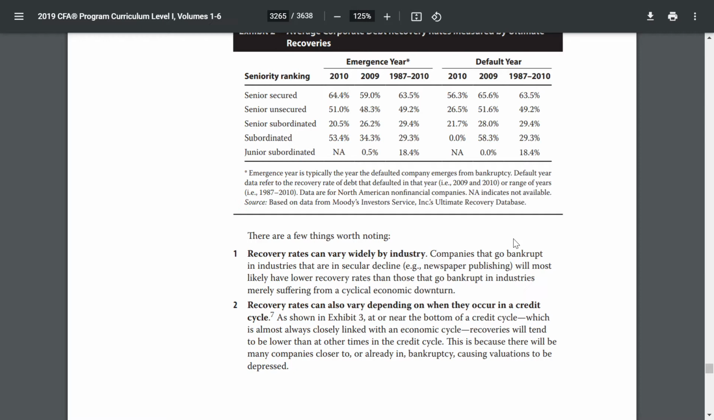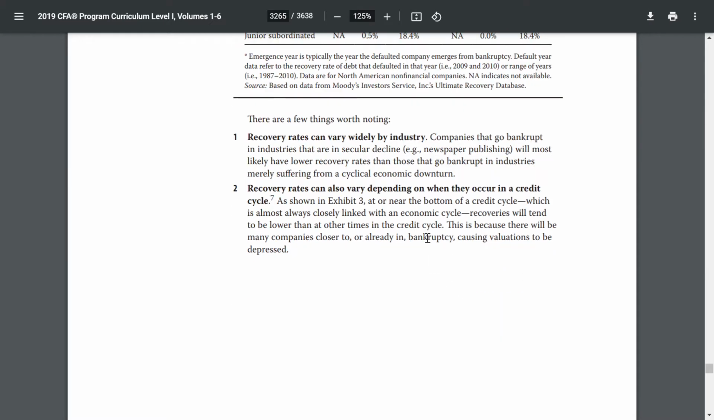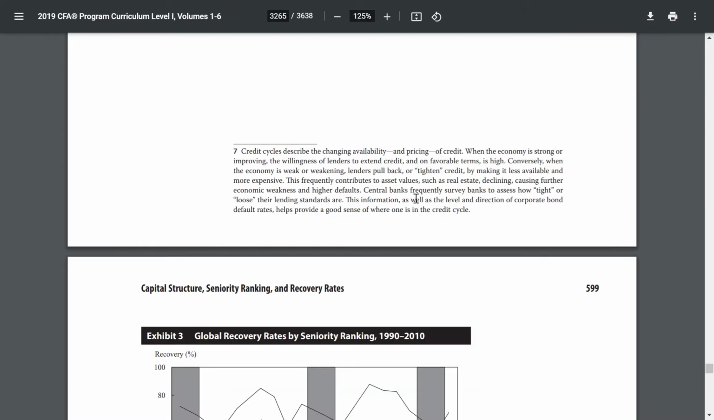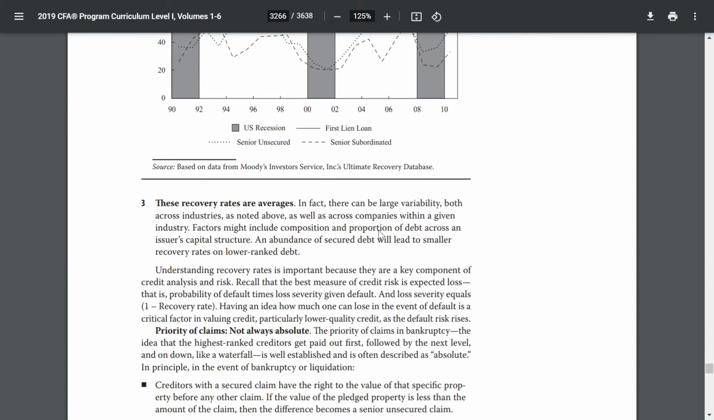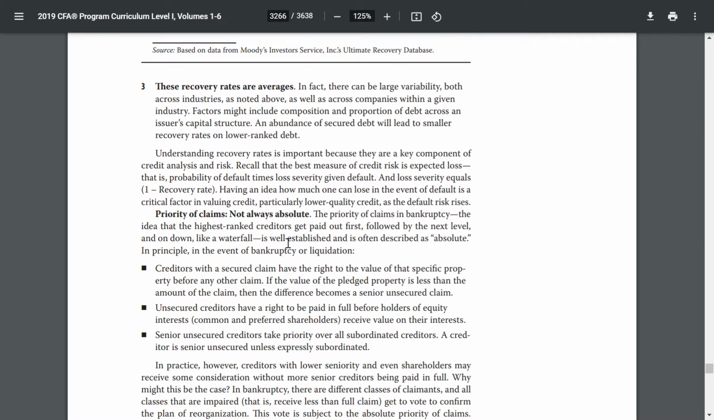Okay. Recovery rates can vary widely by industry. Recovery rates can also be dependent on when they occur in the credit cycle. Okay. These recovery rates are averages. Now that makes a lot of sense. Priority of claims is not always absolute.